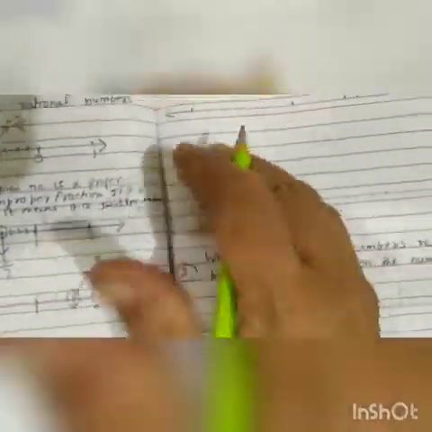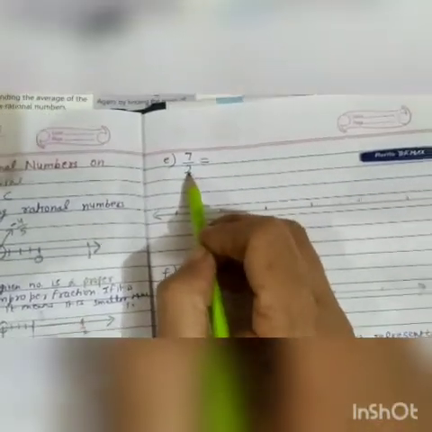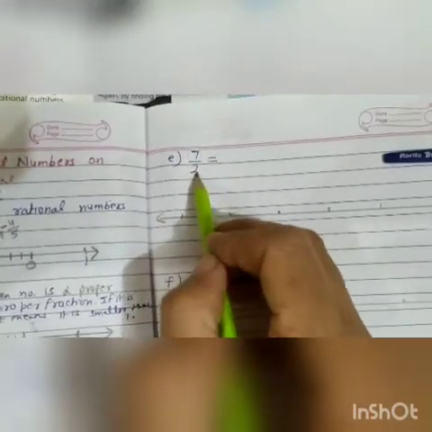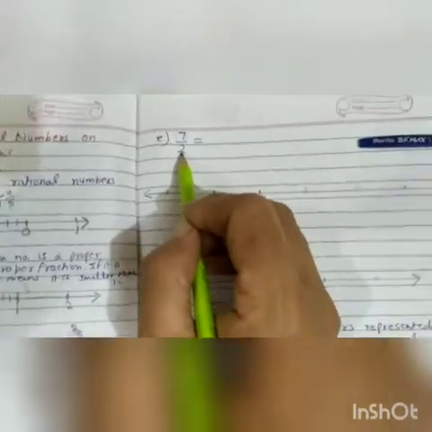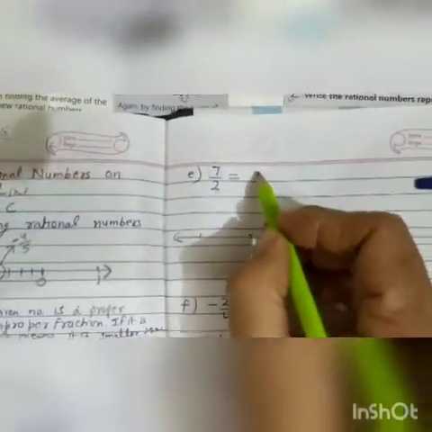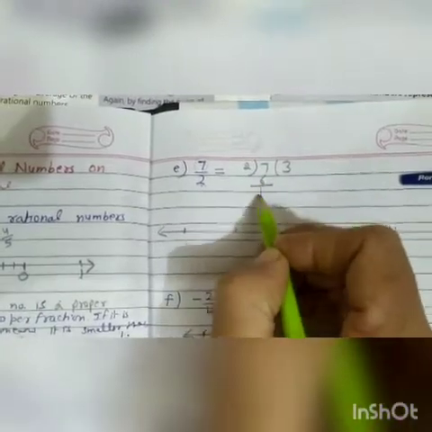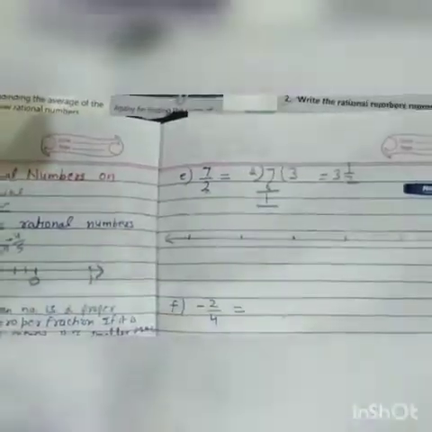See here. Next is 7 upon 2. Again it is an improper fraction because the numerator is greater than the denominator. If the numerator is greater than the denominator, then it is an improper fraction. Then what we will do, first we will divide it. 2 3s are 6. It means it is 3 and 1 upon 2.